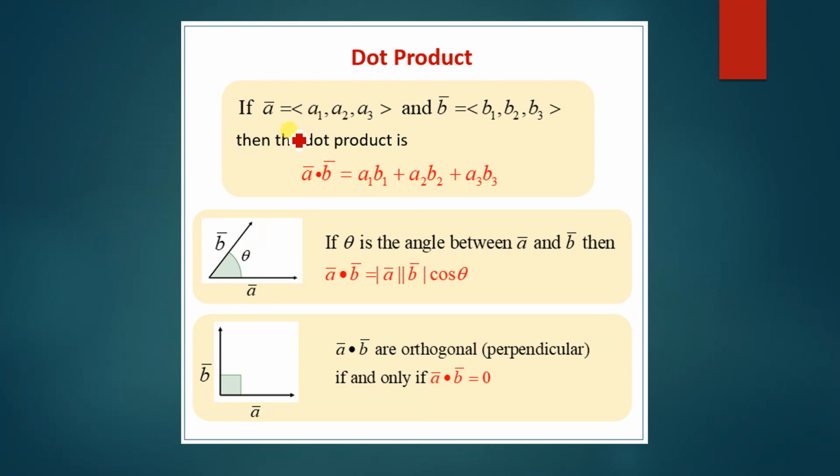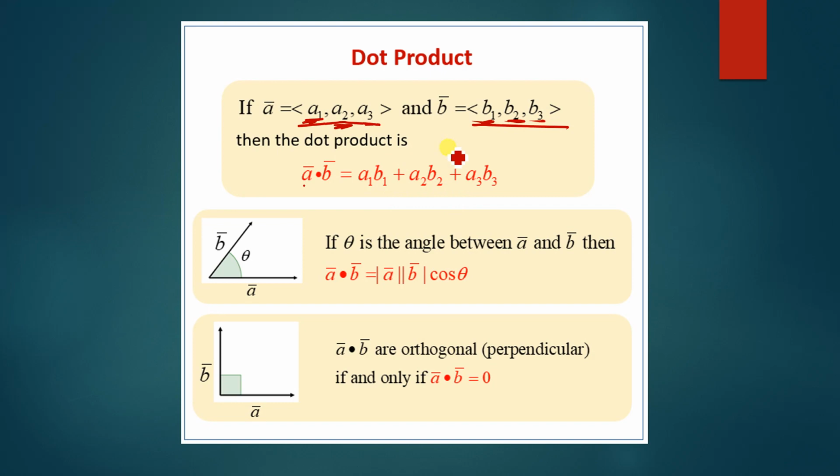Okay, so if you have two vectors where we have a1, a2 and a3, this is just another form of representing vectors. You have another vector b where you have b1, b2 and b3, meaning these are in 3 dimensions, they are in 3D. Then the dot product of these two vectors is simply a dot b, which is found by multiplying the first a and the first b, second a and second b, third a and third b, and in between you add.